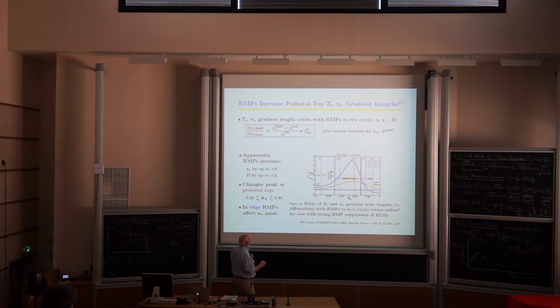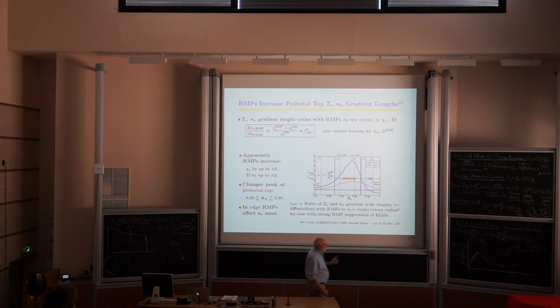And the answer is that it turns out that the chi-e is increased a lot at the top of the pedestal. So right in this region, right about there. And the heat diffusivity, electron heat diffusivity is increased by a factor of 6, and the density diffusivity by a factor of 3. In the edge, you actually get more density diffusivity than electron heat diffusivity.